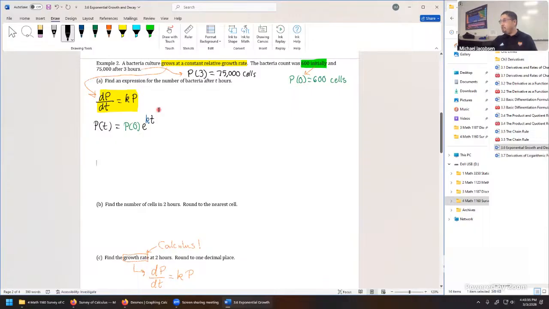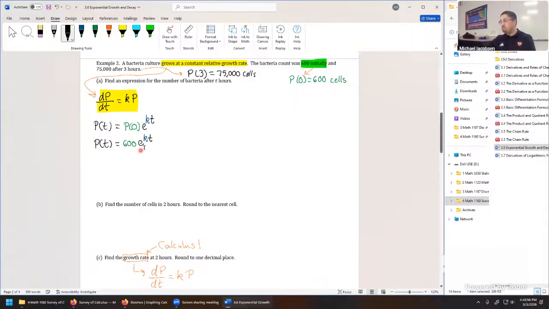Okay, let's take the next step and just plug in the initial size. That's supposed to be the number 0. It's starting to look like the number 6 to me. Let me fix that. Population size at time t is 600. I'll write it without the unit, just as a mathematical expression, e to the power kt.